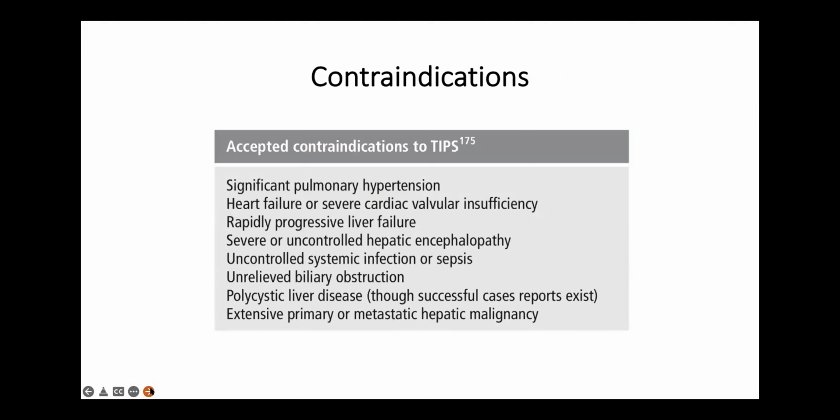I've gone over this, but there are some conditions that I did not mention. We mentioned cardiac, pulmonary hypertension, heart failure, and severe valvular insufficiency is also another contraindication. We mentioned severity of liver disease, so if somebody has rapidly progressive liver failure, they're contraindicated to have TIPS. Hepatic encephalopathy we've discussed, uncontrolled systemic infection or sepsis, and then an unrelieved biliary obstruction. Patients with polycystic liver disease have had some successful case reports, but it's also listed as one of the contraindications at the moment, and somebody with extensive primary or metastatic hepatic malignancy.